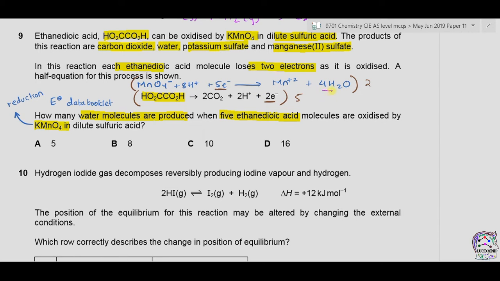Now we can see that 4 water molecules were formed earlier, and now when it is multiplied by 2 it becomes 8 H2O molecules. Also we can see that when multiplied by 5 the ethane dioic acid molecules also become 5 in number. So for 5 ethane dioic acid molecules, 8 water molecules will be formed. Therefore answer is B.